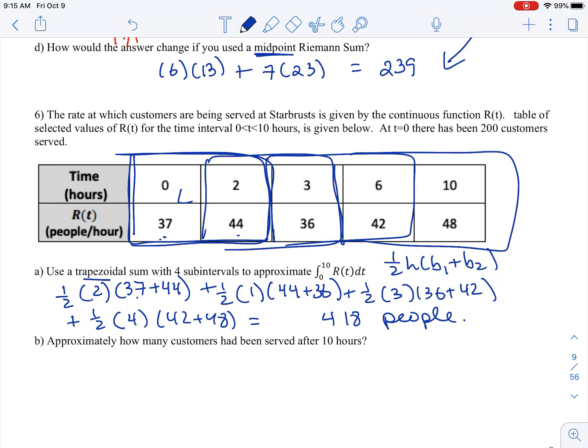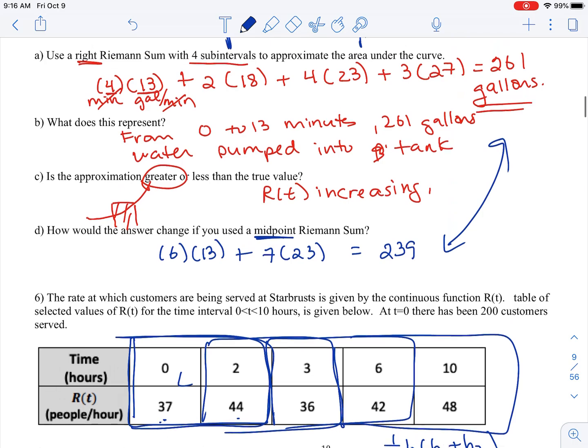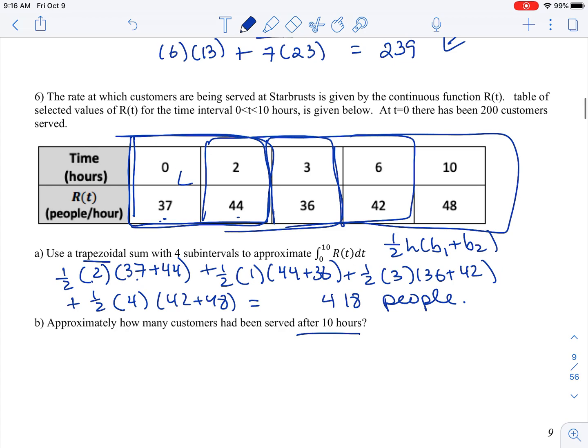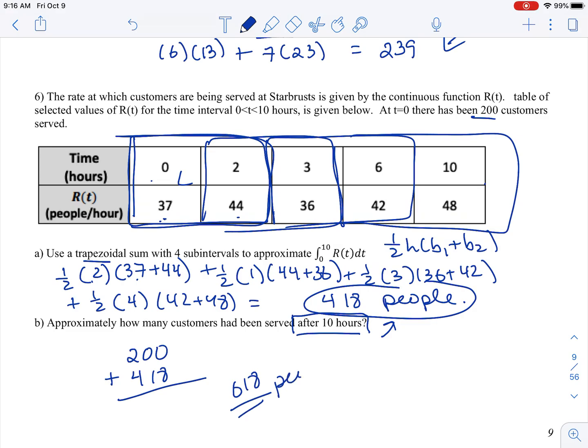Okay, here's the last question. Approximately how many customers have been served after 10 hours? So you have to be very careful about what they're asking you. Notice in the previous problem, I said from this time interval, 0 to 13 minutes, 261 gallons were pumped. So this 418 people is in this time interval from 0 to 10. But this problem said there were 200 customers to start with. So if they asked you how many people were served from 0 to 10 hours, then this would be the answer. But because they're asking you how many people were served after 10 hours, you have to account for the 200 people that were there to start with. So the answer to this one would be 618 people.